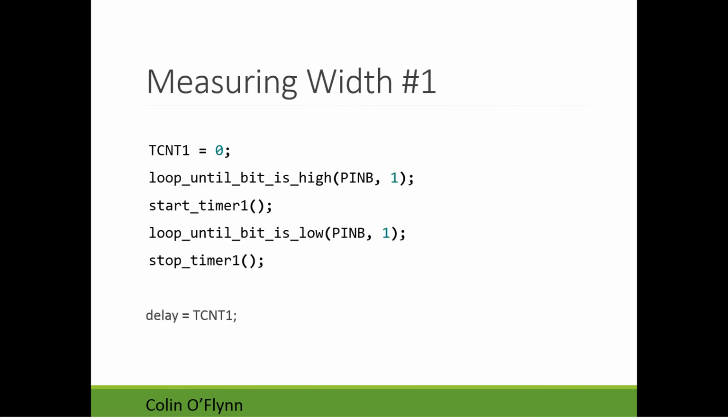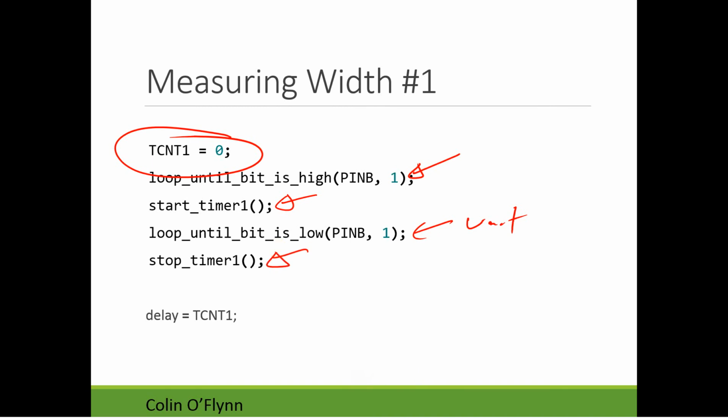The first is the simplest. In this AVR code here, I'm using timer 1, a 16-bit timer, so assume I set it up already. I write the value to 0, and the timer's not running initially. I wait in software until that pin goes high. As soon as it goes high, I start the timer, so I start counting. Then I wait again until the pin goes low. As soon as the pin goes low, I stop the timer, so it's no longer running.